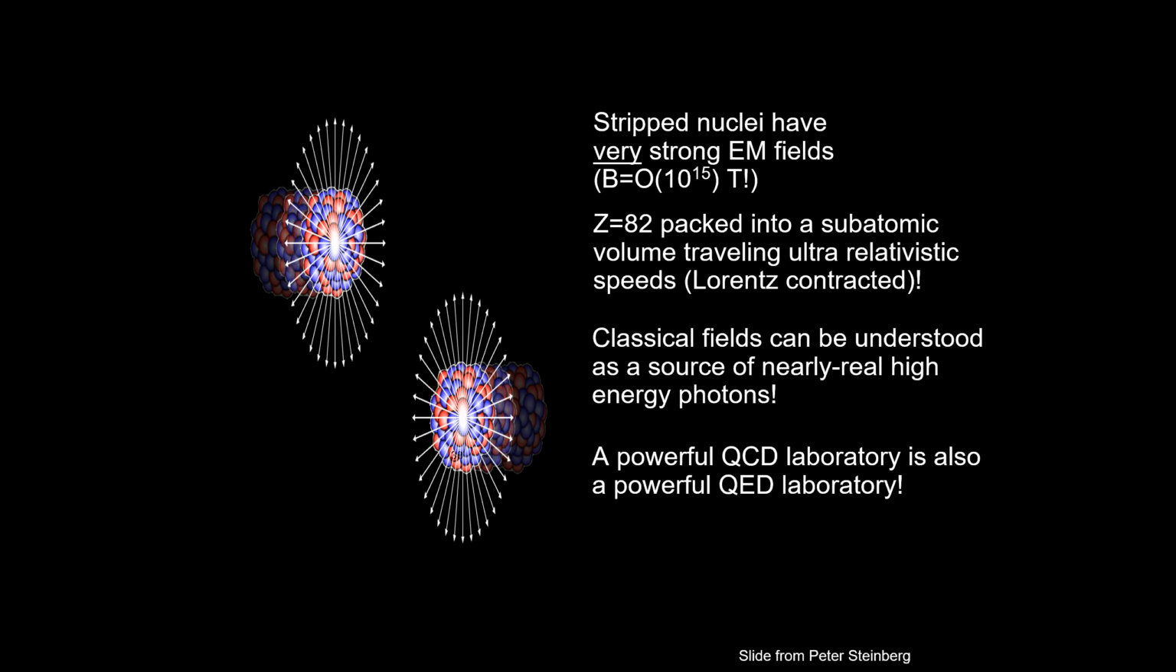I've stolen this slide from Peter Steinberg. As you know, one of the subjects of study in the heavy ion program is ultra-peripheral collisions. Due to the very strong electromagnetic fields, basically the strongest magnetic fields known in the universe occur around the lead nuclei in the LHC. Because of the large charge and the ultra-relativistic speeds, this Lorentz contraction is quite dramatic, much more so than shown in these images. And it's effectively a source of nearly real high-energy photons.